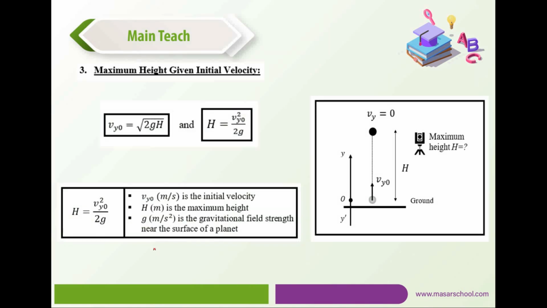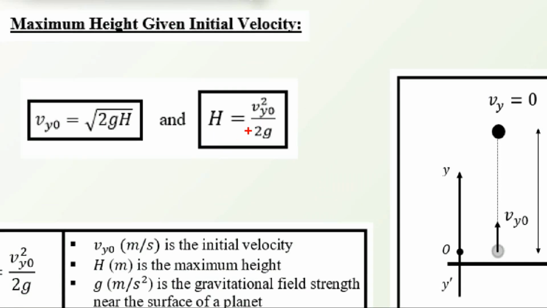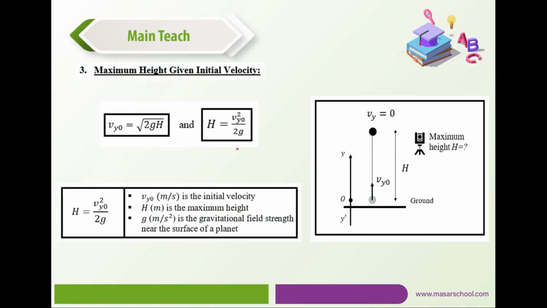Now h, let's consider this one. h is equal to v square over 2g. Vy0 is the initial velocity, h is the maximum height, and g is g. So as you see, the equations are pretty much the same as we have done previously, but the interpretation is different. How do we interpret these relations? If an object is given an initial velocity upward, then the maximum height reached by the object is given by h is v square over 2g.